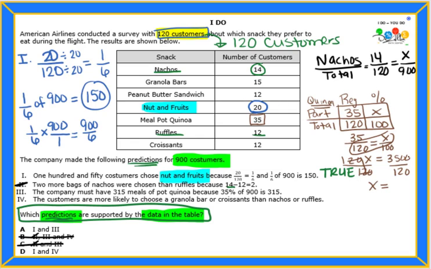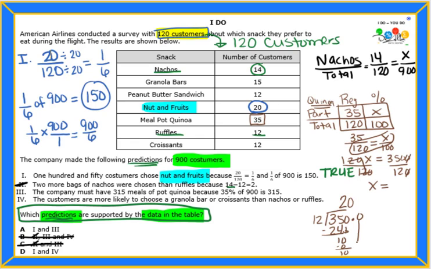And now on this side, we are going to divide. Now we can also simplify right now. We can take a 0 away from each one, which means we divide both by 10. And so we can actually just divide 350 by 12. So let's go ahead and do that here. 12 goes into 35 2 times. That's going to be 0.